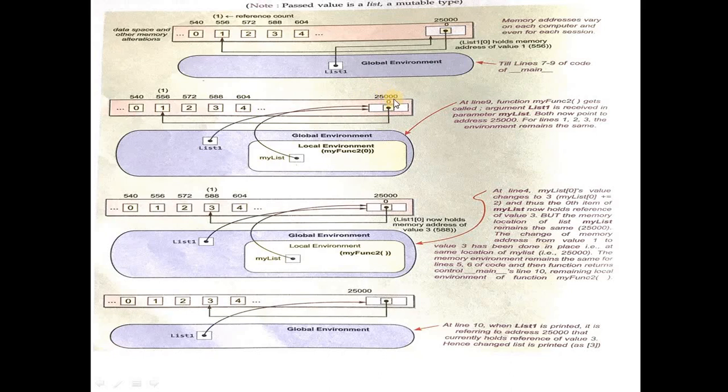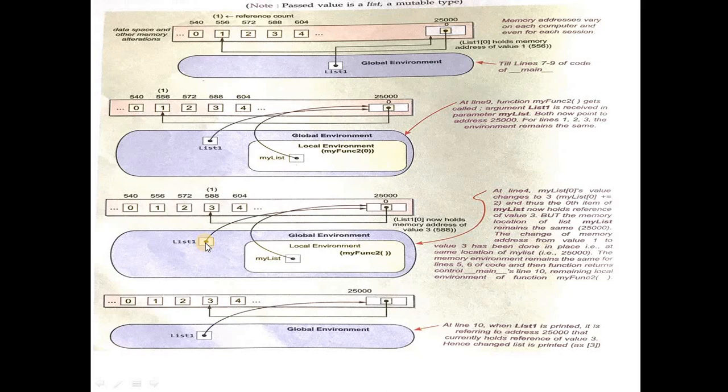Got it? So list 1, and now my list. This is a different list which is inside function 2, but it is pointing to the same memory location. Now in my list, I am going to make a change. I am making it 1 plus 2 is 3. Because my list is pointing to the same memory location, the changes you make in my list will be reflected in list 1 also.